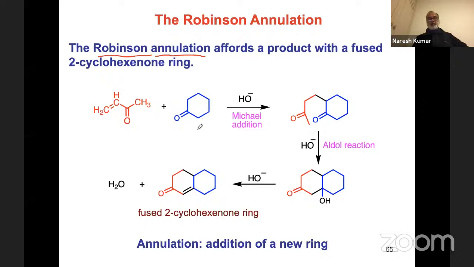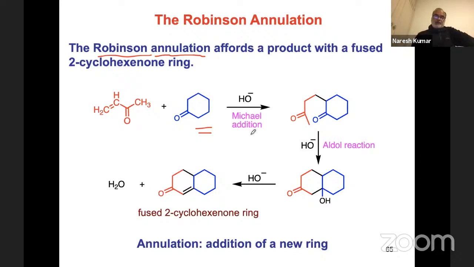So if you look at this starting material, here is cyclohexanone. If we fuse another ring to that, this is what we call an annulation. And the result of annulation is that you get fused rings. You get two rings fused that is formed, and just like an addition of any ring.